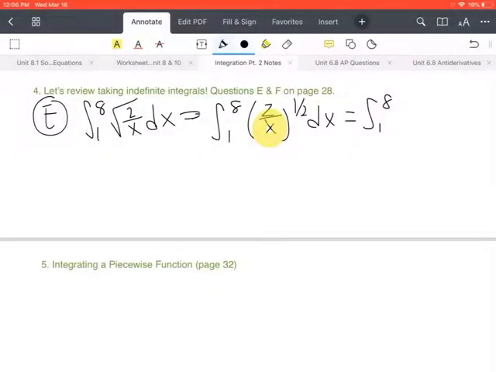Sorry, I think I hit something. Okay, this becomes the integral 1 through 8 of 2 to the 1/2 power times x to the negative 1/2 power dx.